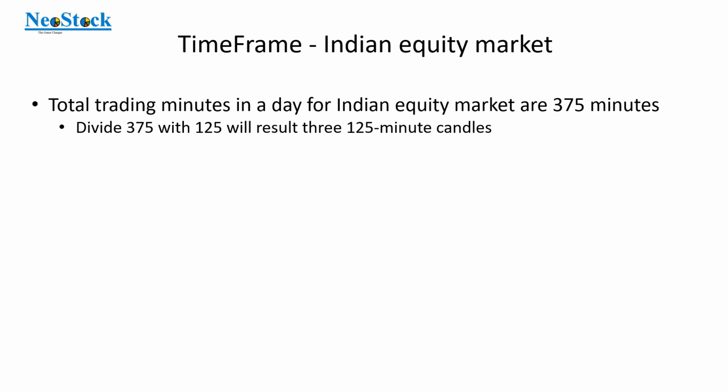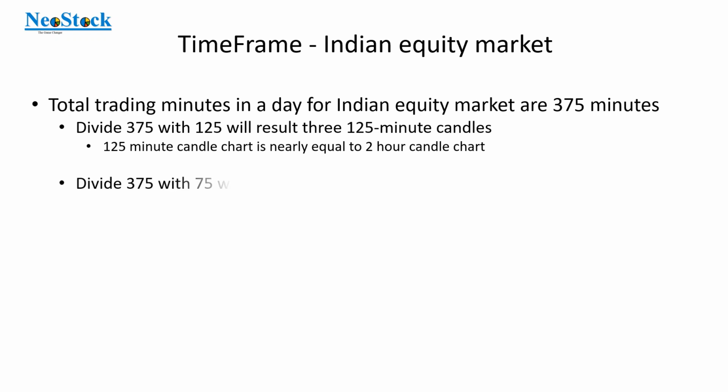Now all the candles are having exactly the perfect, equal value. So the 125 minute candle chart is nearly equal to the 2 hour candle chart. But the advantage here is that all 3 candles in a day have exactly the same duration. That is what we should observe.